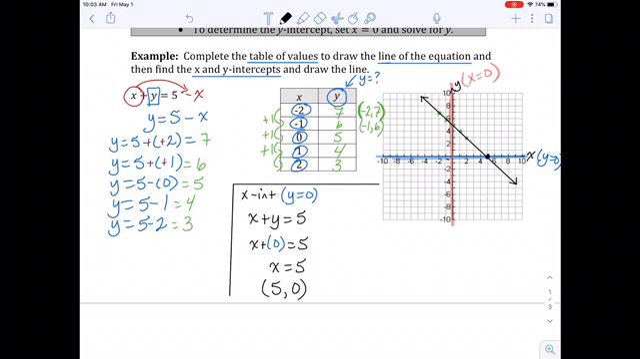And I can already see it on the graph because, of course, we drew the line already. But another way, instead of filling out the table of values, would have been to find the x-intercept, which is (5, 0). And then let's find the y-intercept.